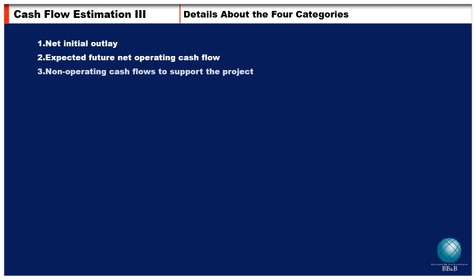Cash Flow Estimation 3. Details about the 4 categories. Let's look at each type of cash flow in detail. First is the net initial outlay.